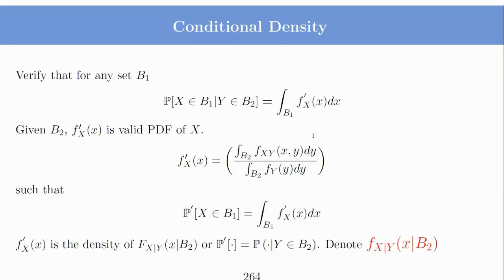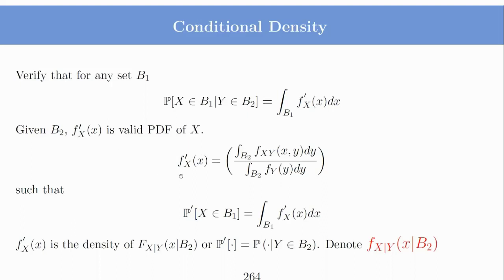If there was no conditioning, we have seen that if the probability that x takes any value in B1 can be written as an integration over set B1, then we say that this is a valid PDF. This is the density of this probability. But the same thing can be said for the conditional also. Given B2, if you can show that for every set B1, the probability of x belonging to B1 given this conditioning is equal to the integration of some function, then this is the density of this probability measure. Because this is the conditional probability, this is called the conditional density of x given B2. And it is formally defined this way.